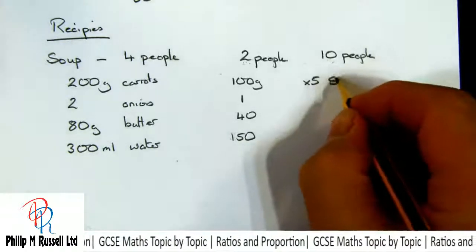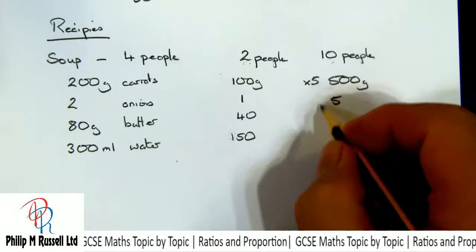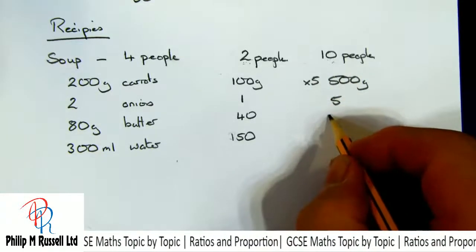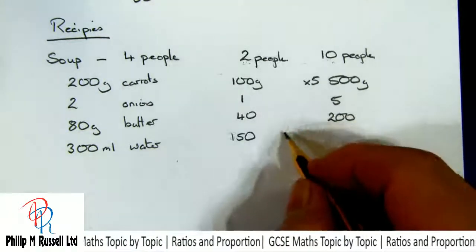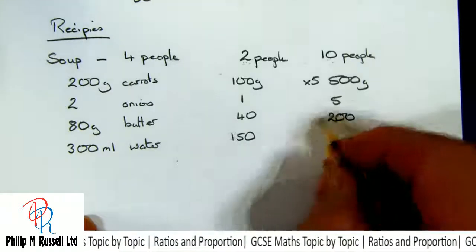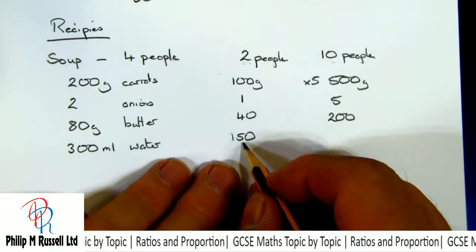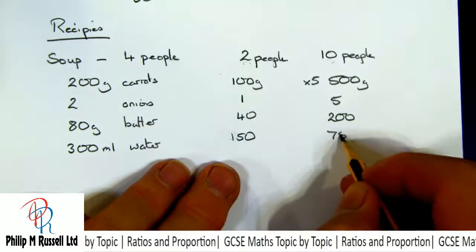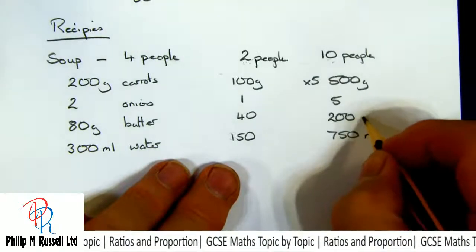So 500 grams, 5 onions, 200 grams of butter, and 5 times 150, which is 750 mils of water.